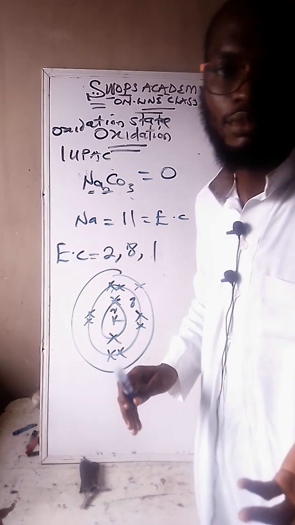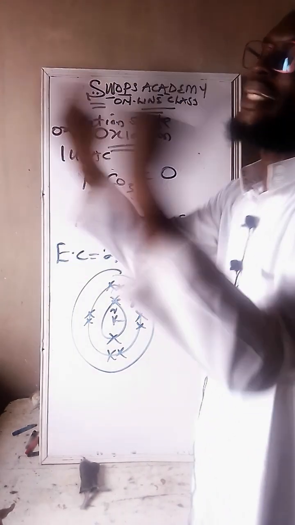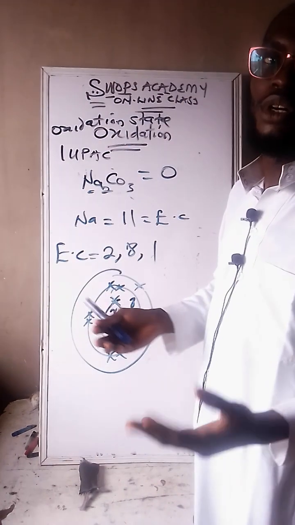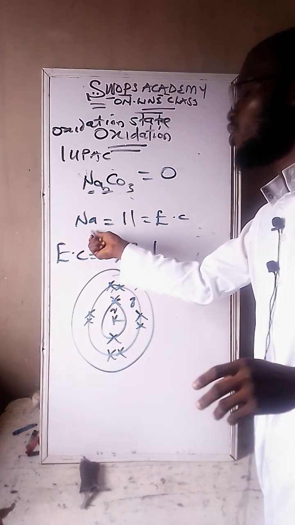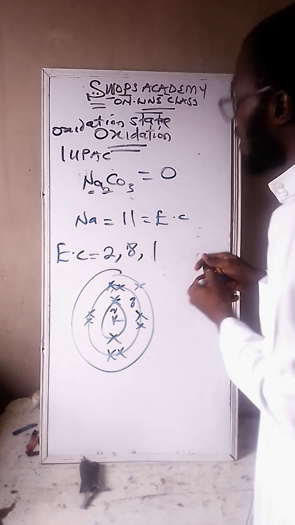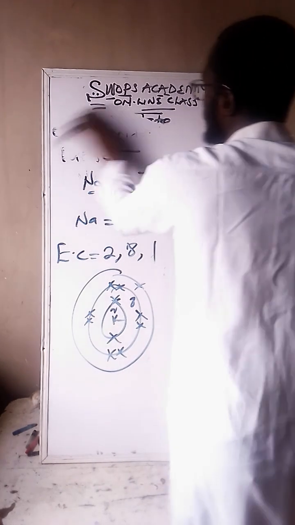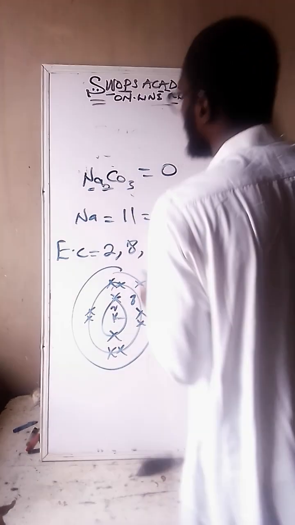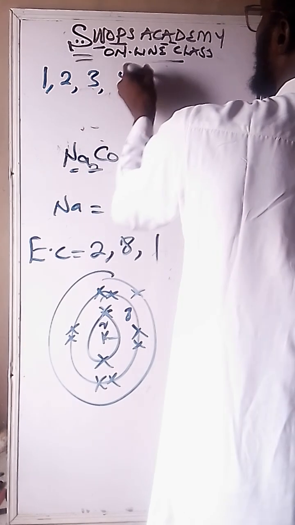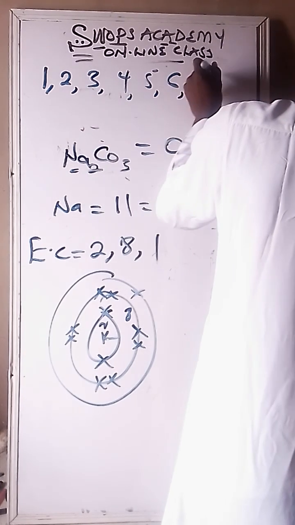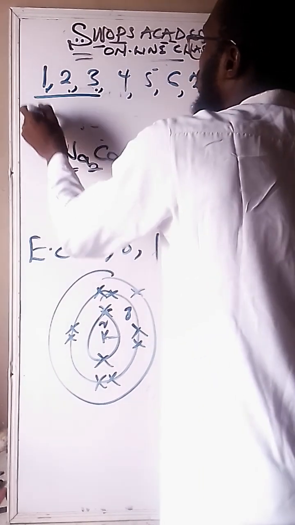Remain 7, isn't it? And anything that is looking for a high number of electrons, looking for 7, looking for 6, you classify them as what? As non-metal. That is why sodium happens to be a metal. Or you can use 1, 2, 3, which is also applicable. But note what I'm saying, please listen: 1, 2, 3, 4, 5, 6, 7, 8. You can make use of 1, 2, 3.